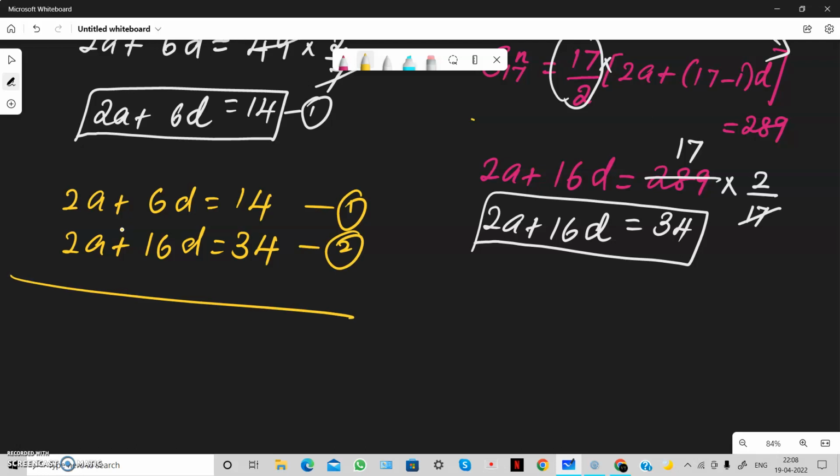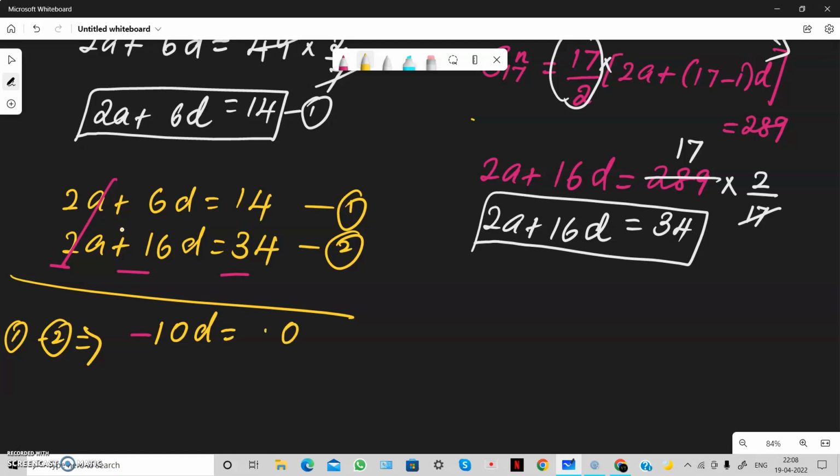So that you can cancel the term A. For equations 1 and 2, I am going to subtract, so I have to change the signs. This will change into negative, and this will also change into negative. So now this will cancel. This one is 16 minus 6. What is that? Is it 8? Yes. So sorry students, it is 10, right? So 16 minus 6 is 10, and 10 is negative. And 34 minus 14.